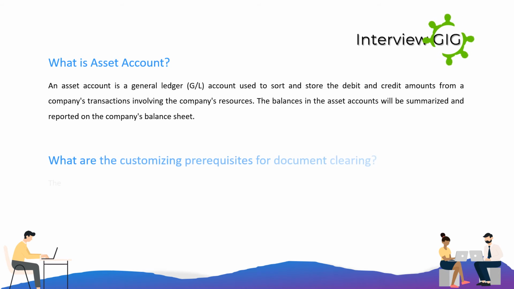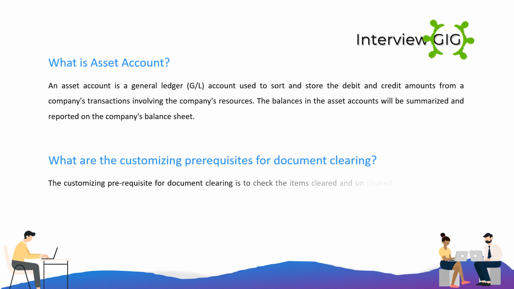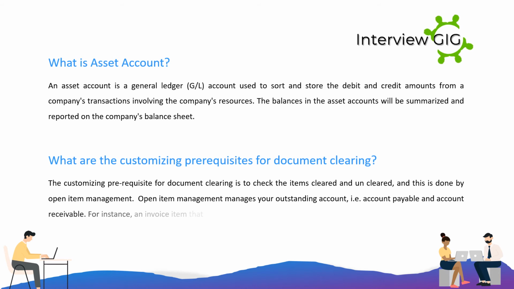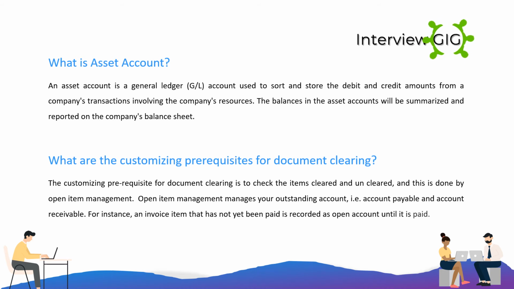What are the customizing prerequisites for document clearing? The customizing prerequisite for document clearing is to check the items cleared and uncleared, and this is done by Open Item Management. Open Item Management manages your outstanding accounts, that is account payable and account receivable. For instance, an invoice item that has not yet been paid is recorded as an open account until it is paid.